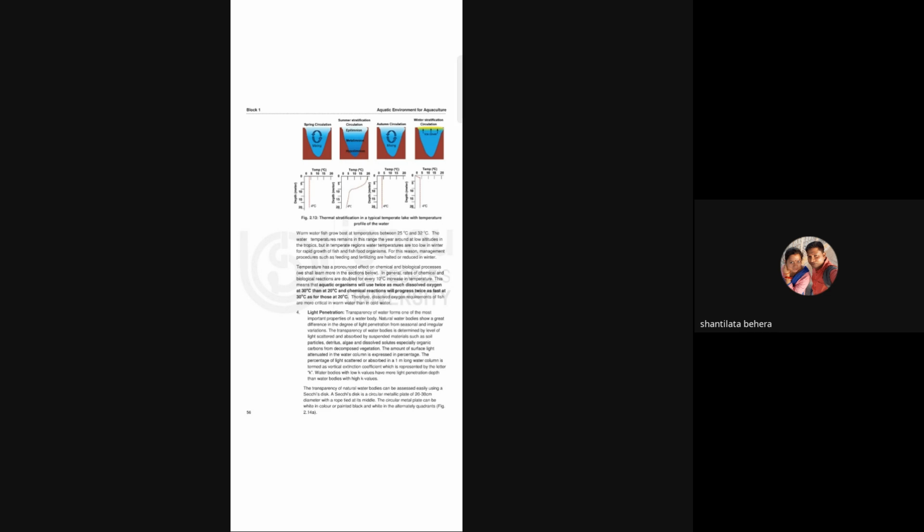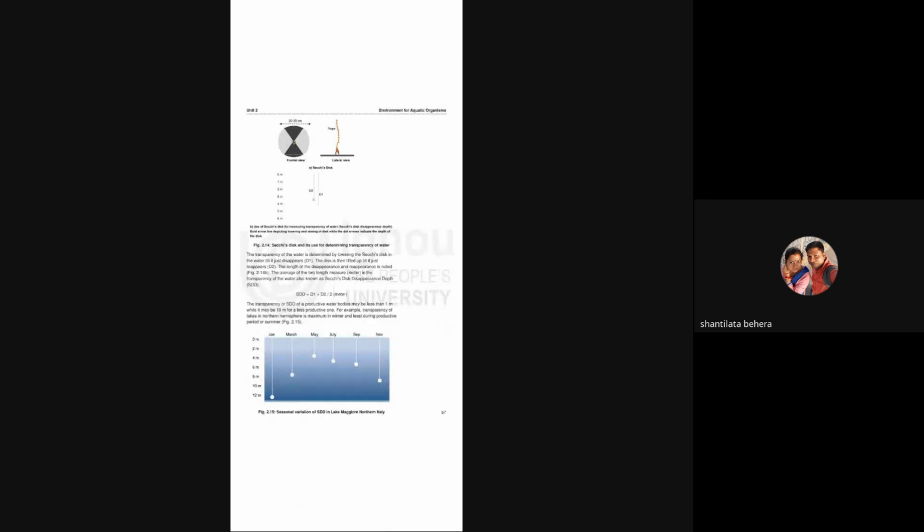There will be more aquatic organism growth than in the area where there is less penetration of light. So these are the different factors that help in the production of aquatic organisms.